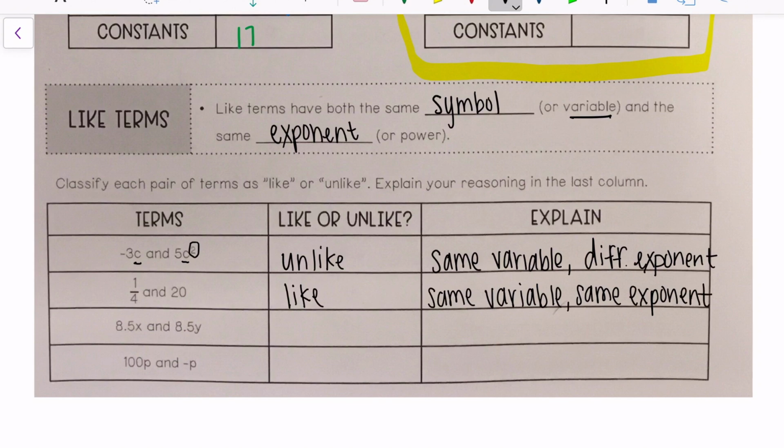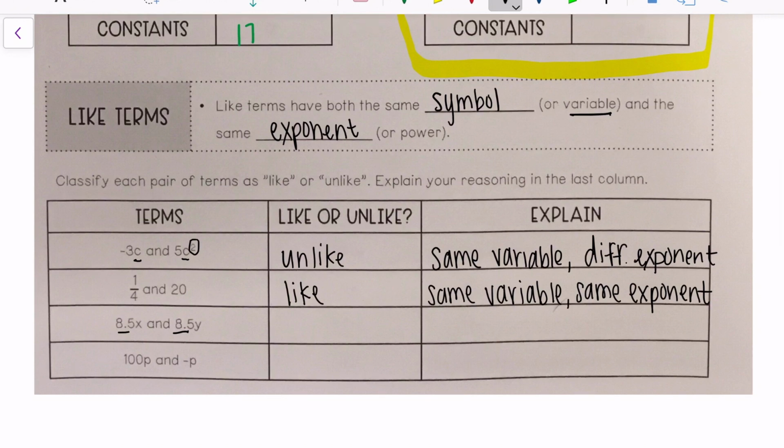And then our next one, we have 8.5x and 8.5y. And although they might have the same 8.5, they have different variables. So having different variables, they are unlike. Okay, and that automatically excludes them from being like terms. Now they do have the same exponent because it's a 1.